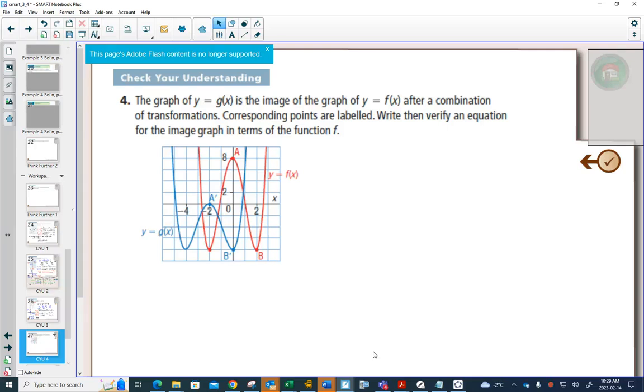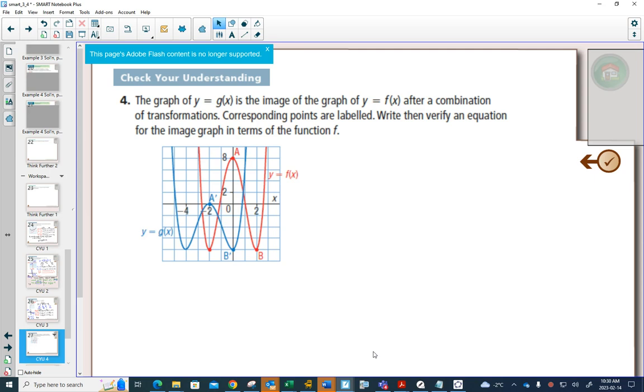The graph of y equals g of x is the image of the graph of y equals f of x after a combination of transformations. So what we have is the original graph in red, and they've labeled 2 points A and B, and the new graph in blue, and they've labeled points A and B. And we need to find the equation in terms of the function f.